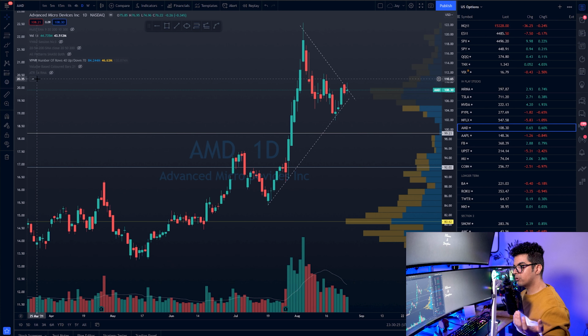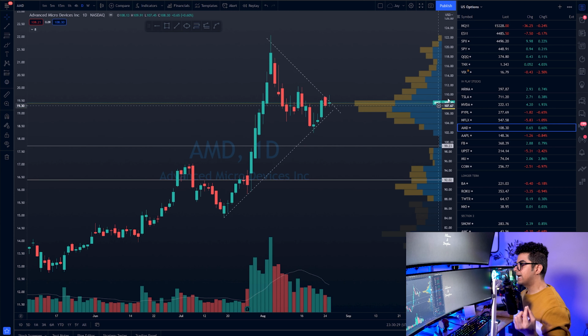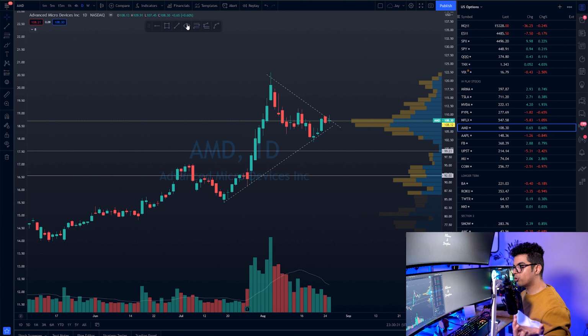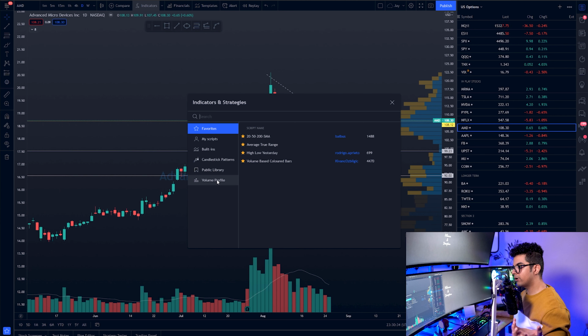It's called the volume profile visible range. I get a lot of questions on how you apply this indicator. I think it's only available for the pro version of TradingView. You go here, go in volume profile, and I have this visible range right here.